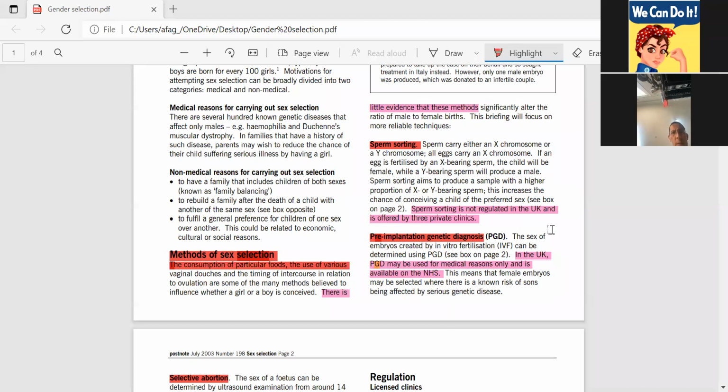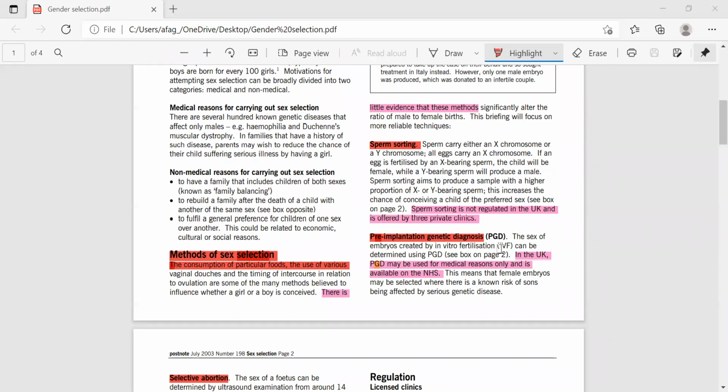Okay, so this is pre-implantation genetic diagnosis. I'm really sorry for the disruptions. So this is just part of in vitro fertilization. They take the eggs from the female and the sperm from the male and just make the embryo.